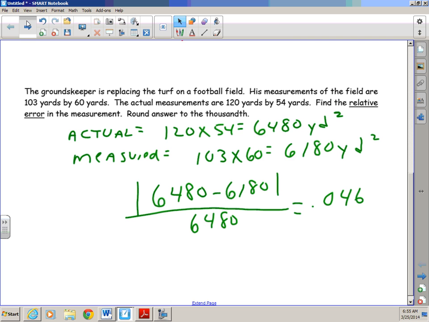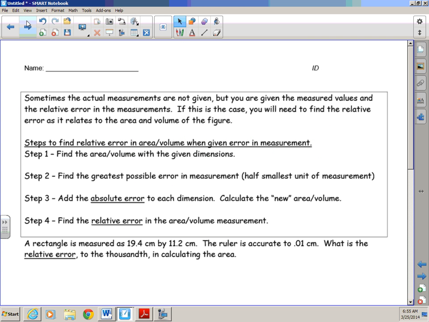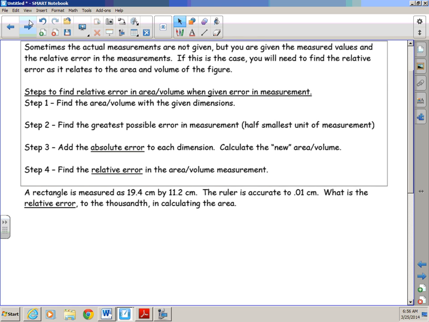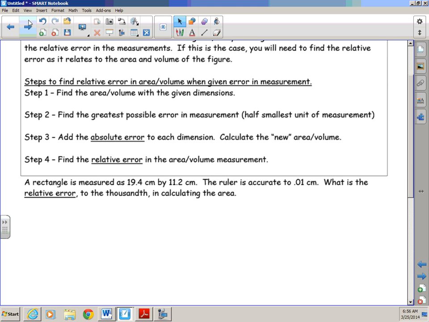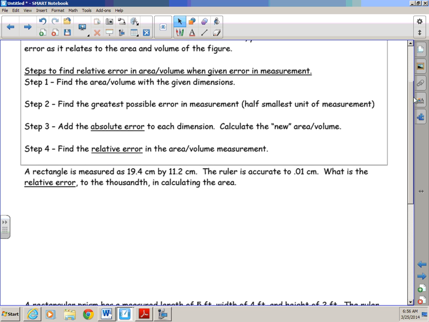All right, now the next concept, and if you follow through the math here, it's not as crazy as it may sound. What we're trying to do is figure out the greatest amount that we can be off if we don't have actual measurements. Suppose we're measuring something with a ruler or yardstick or tape measure, and we want to know how far we can be off on our measurements. If you follow my steps, it actually isn't so bad.